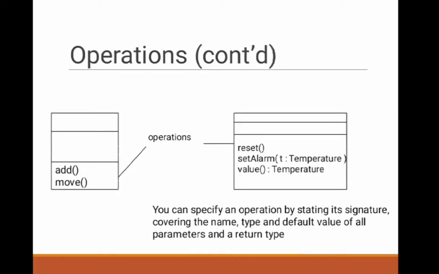This is the symbolic notation of operation. See that operations are represented in the third compartment of the class, add and move. They can also be written like reset with round brackets, or setAlarm with a value.